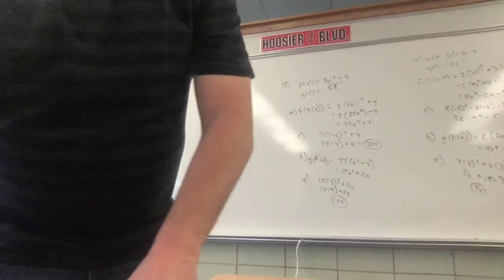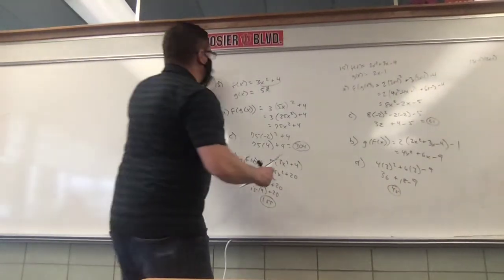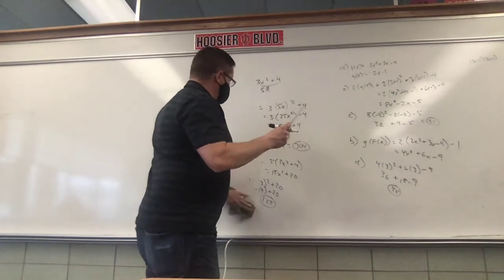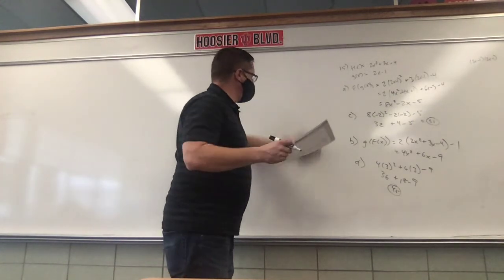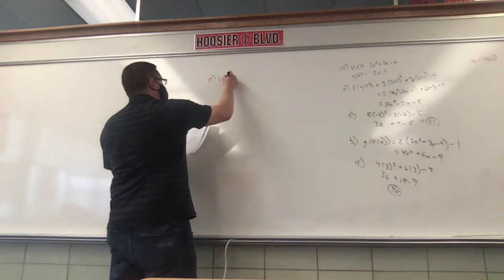Okay, so let's look at number 17. Question number 17. Let me turn this back this way for people at home if it froze up on us. 17 would be much less work. Same basic concept, but a lot less work. So number 17, we have f of x and g of x again.